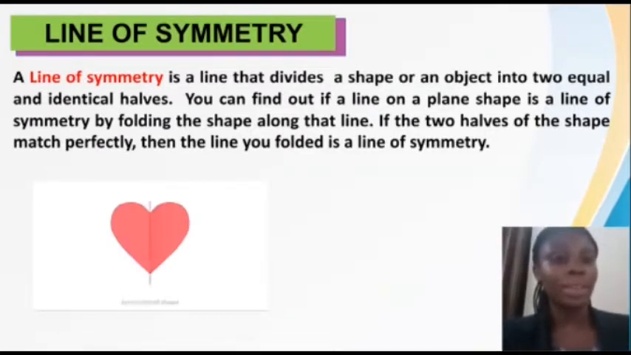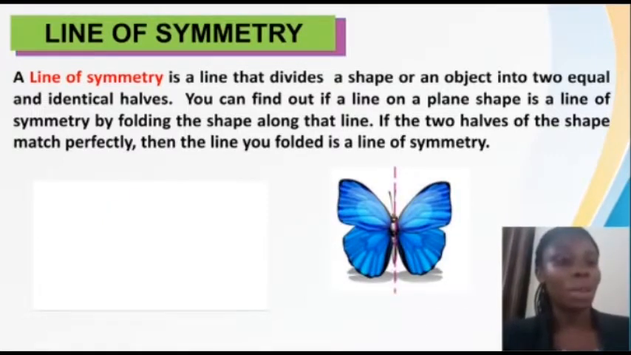Look at it again. Line cuts it into two equal halves. That line is called what? A line of symmetry. And when it is folded, it matches perfectly. Each side is equal to the other.